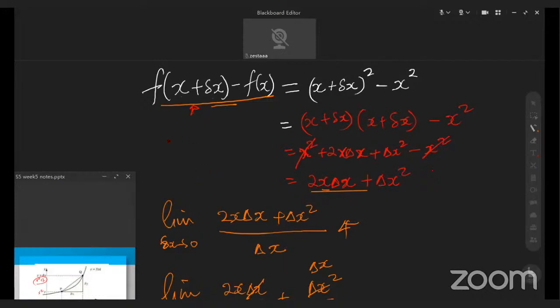When you're told to get the gradient of a given curve, you will use the formula 2x, and then you come up with the gradient. Knowing that your x is going to keep on changing, because it is a curve, it is quite large. Depending on the value of x, you give us the point, x is this, you do the substitution and get us the gradient.